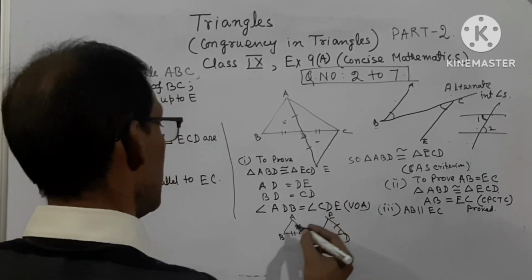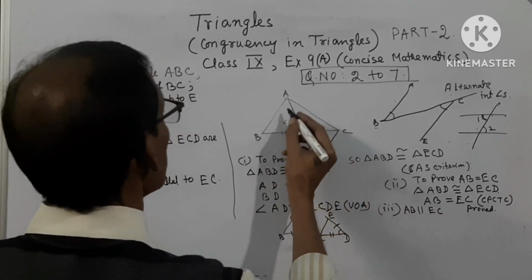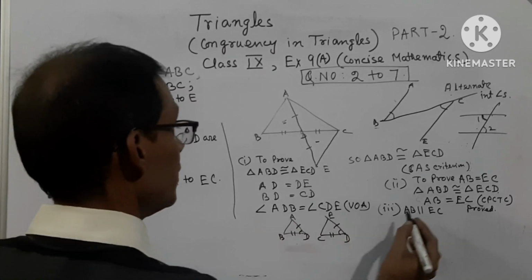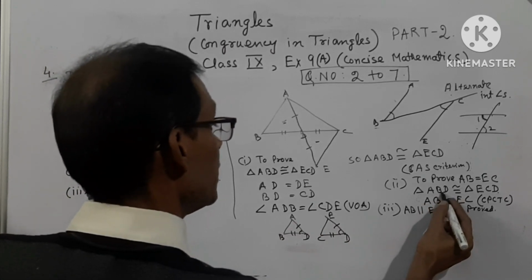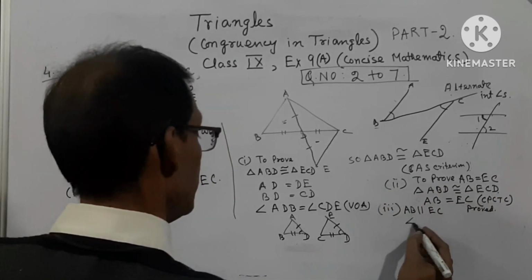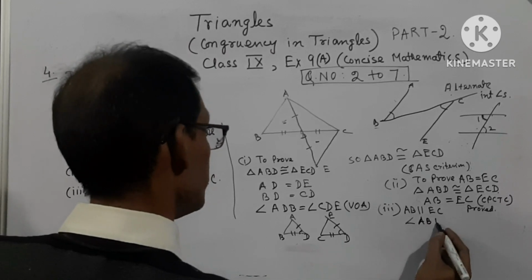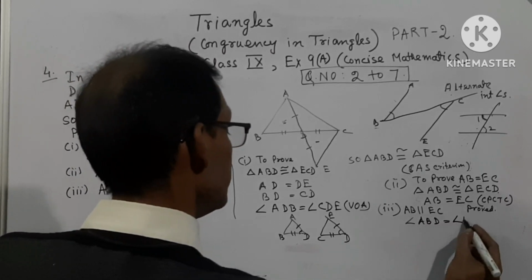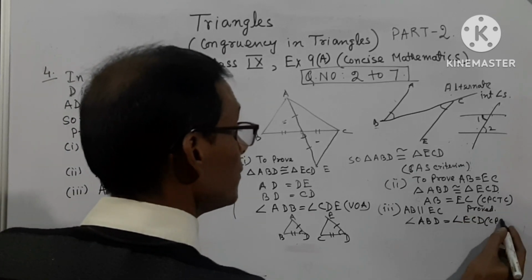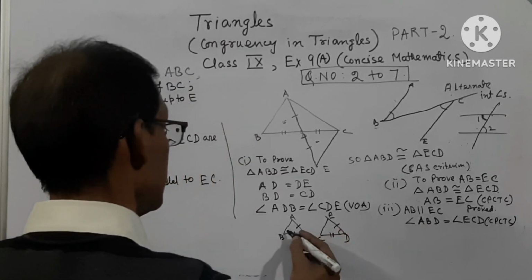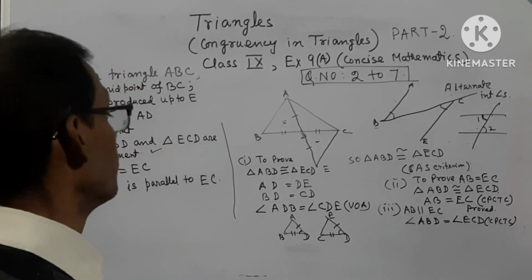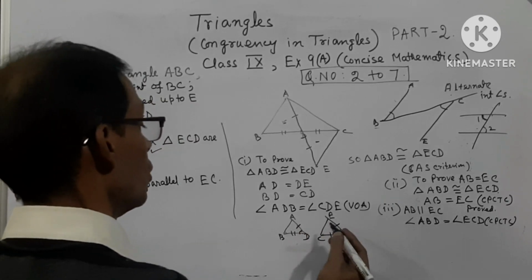Here I can see angle ABD. Again you can write ABD and ECD are congruent. So angle ABD equal to angle ECD. Why? Same CPCTC. Because these are corresponding parts, and corresponding parts will be equal of the congruent triangles, and they are congruent.